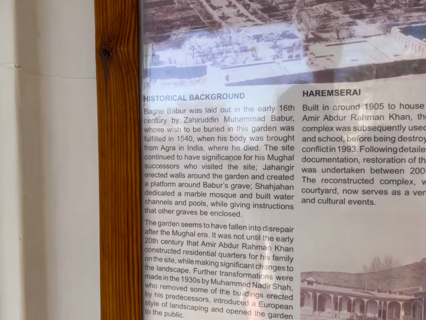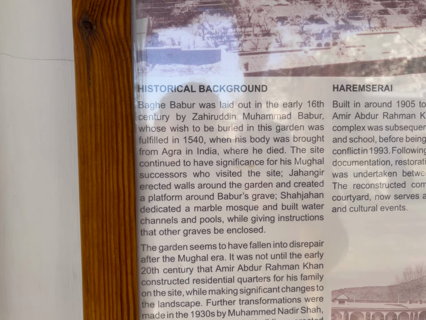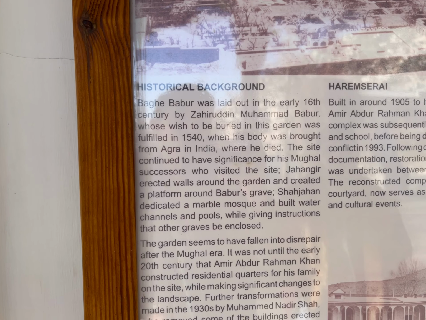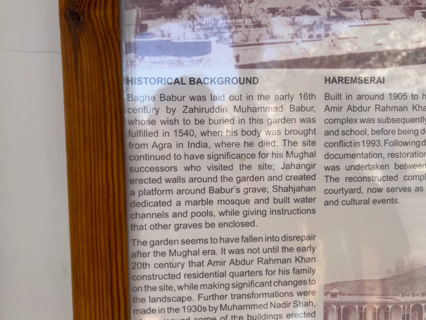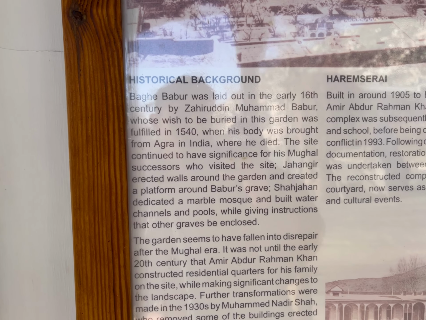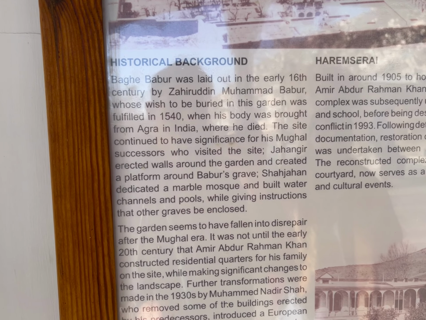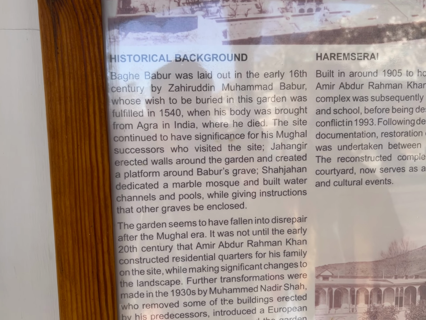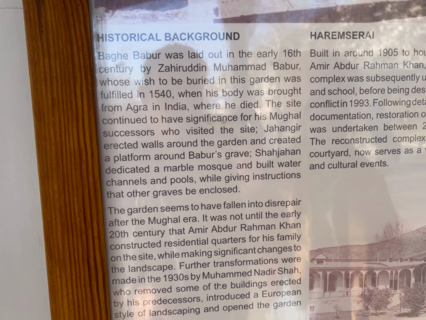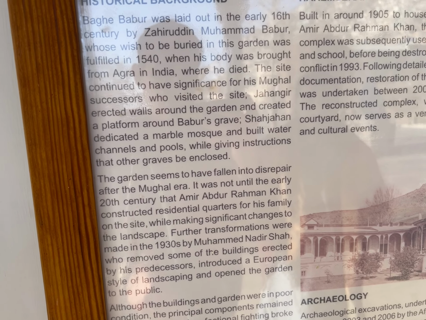Here is written, historical building. Bagh Babur was laid out in the early 16th century by Zahiruddin Muhammad Babur, whose wish to be buried in this garden was fulfilled in 1540. When his body was brought from Agra in India, where he died, the site continued to have significance for his Mughal successors who visited the site. Jahangir erected walls around the garden and created a platform around Babur's grave. Shah Jahan dedicated a marble mosque and built water channels and pools while giving instructions for other graves to be enclosed. The garden seemed to have fallen into disrepair after the Mughal era.